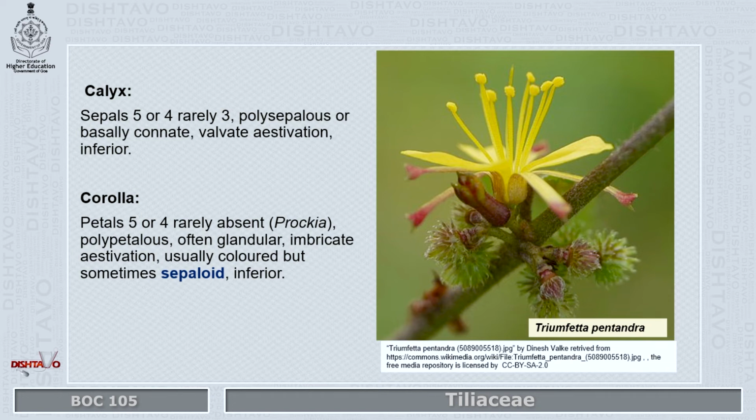So there are 5 or 4 sepals, rarely there are 3. It is polysepalous or basally connate. Valvate aestivation is seen here and it is inferior. So the corolla is having 5 petals or 4, rarely it is absent. The example of absent corolla is Grewia species. It is polypetalous, often glandular. Imbricate aestivation is seen in the corolla, and usually it is colored, but sometimes it is sepaloid.